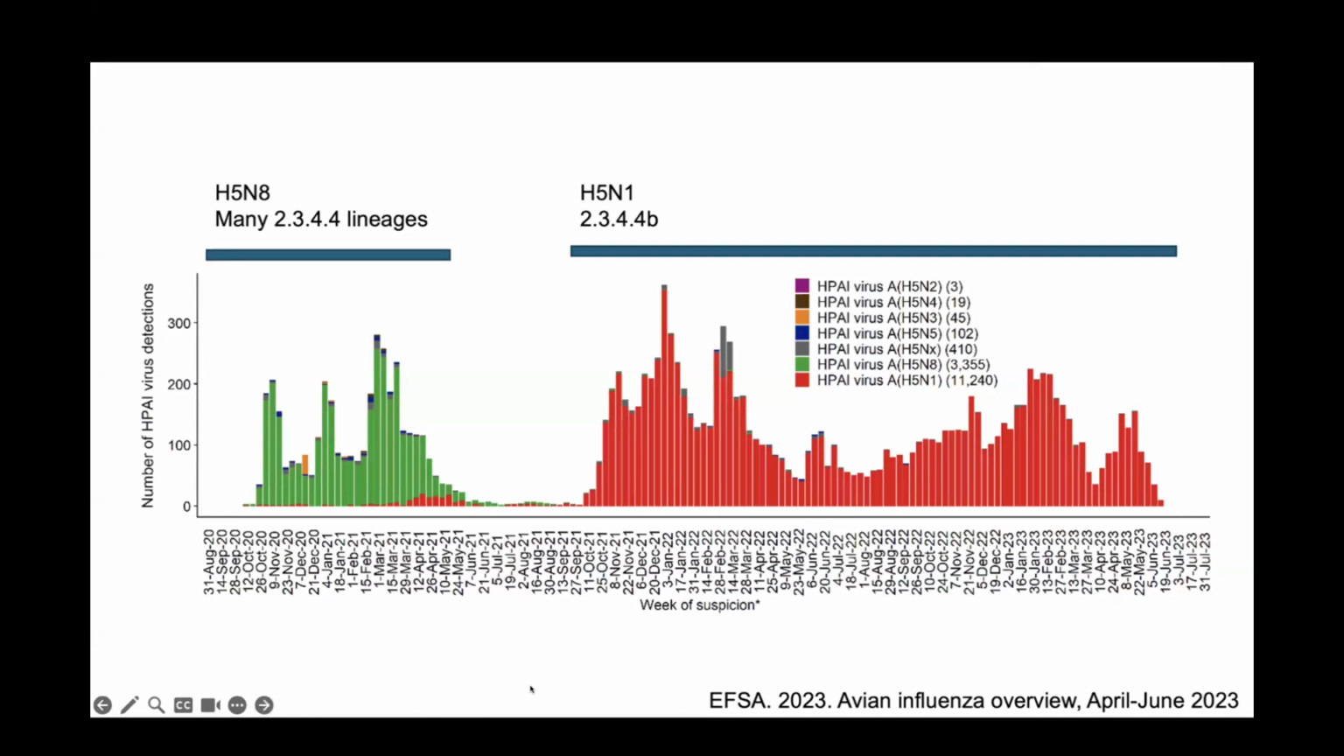But there was a really strong selection event that happened in what we'd call summer 2021, and the strong emergence of lineage 2.3.4.4b. That's what we're seeing everywhere in the world now, and H5 returning to its old foe, old friend, N1.